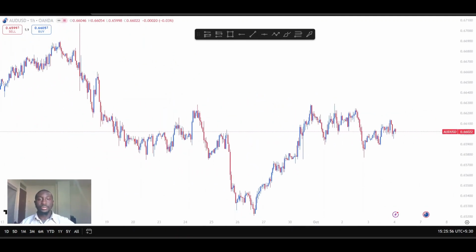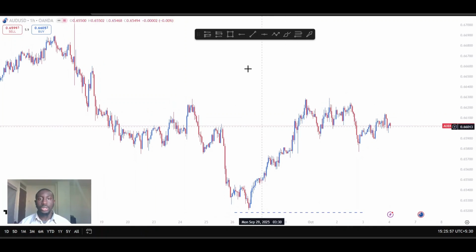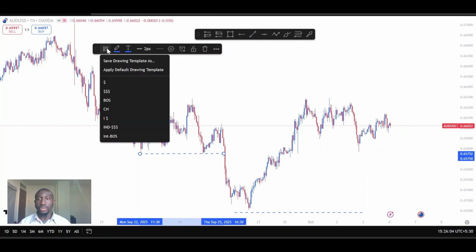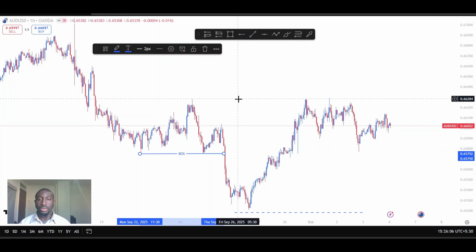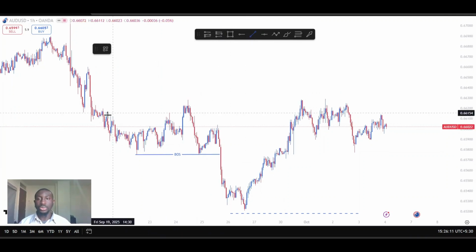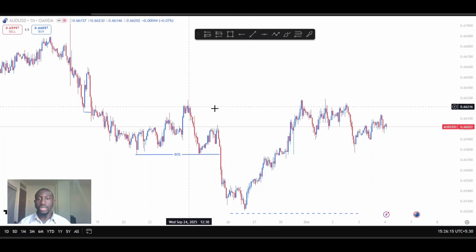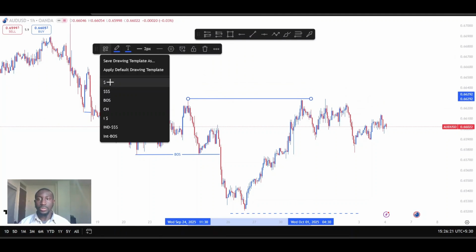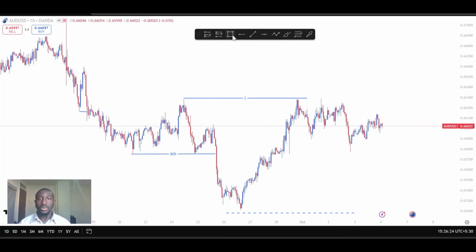Now if you observe, there was a break from here. There was a break of structure from there. Now there was also a break from this area, a small break of structure. Now you saw that this area is now inducement. Yes, inducement. So now what I'm expecting is to short from this area.